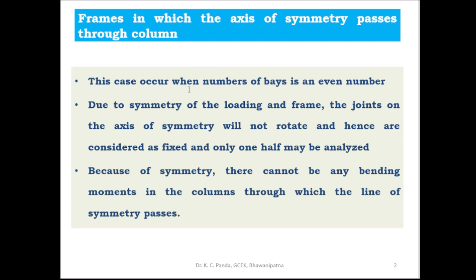This case occurs when the number of bays is an even number. Due to symmetry of the loading and frame, the joints on the axis of symmetry will not rotate and hence are considered as fixed, and only one half may be analyzed. Because of symmetry, there cannot be any bending moments in the columns through which the line of symmetry passes.